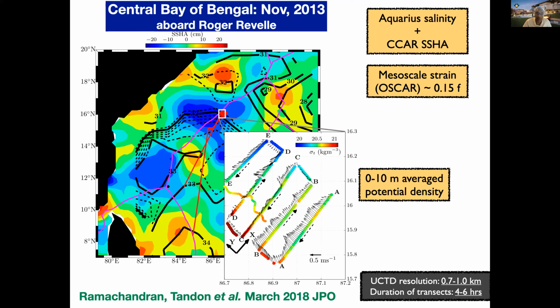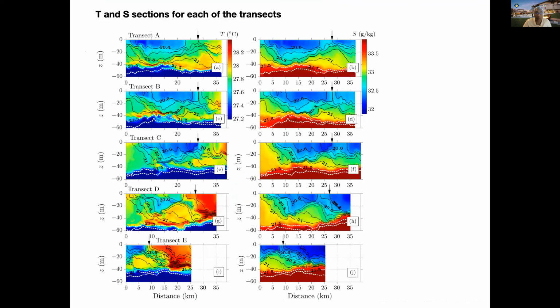We did a survey of this front going from east to west in the direction shown with fairly high resolution, and each transect took about 4 to 6 hours. So you can think of each transect as an independent snapshot of what is happening in the ocean. What is happening is that you see the black lines as the isopycnals, and in each case, we've marked the position of the front by a vertical arrow.